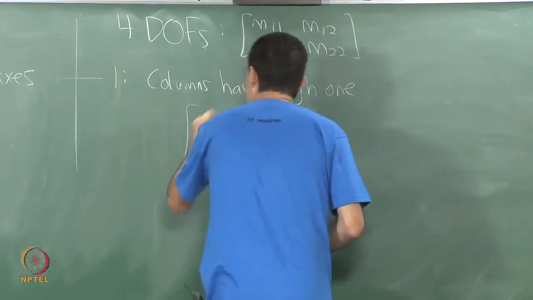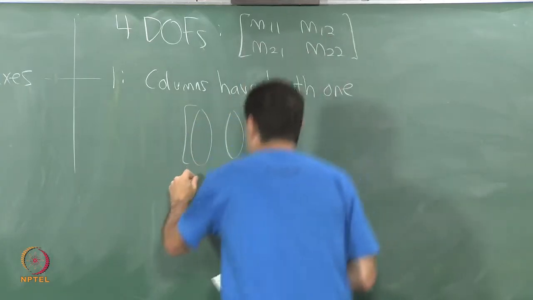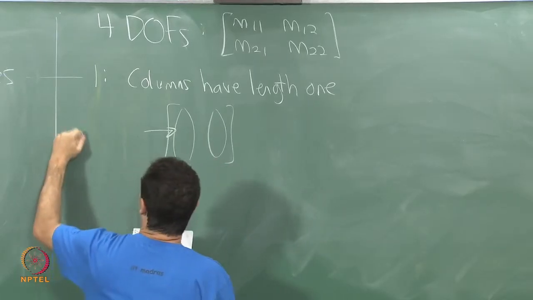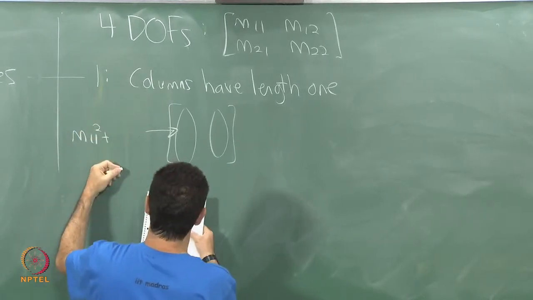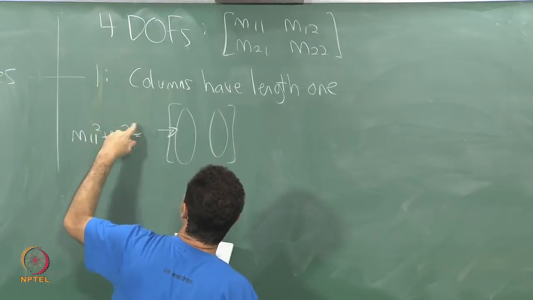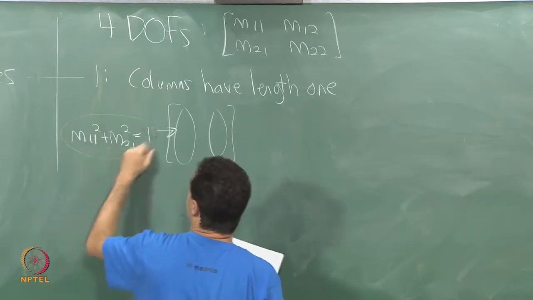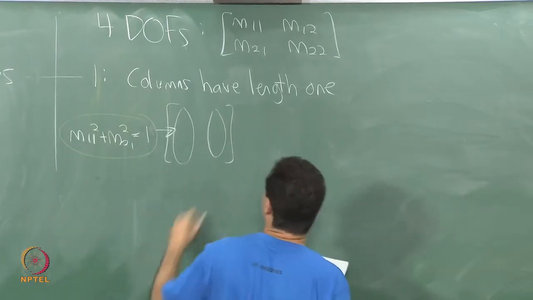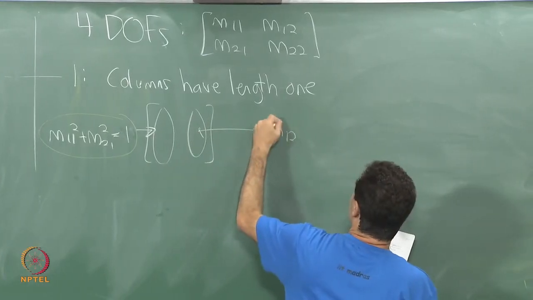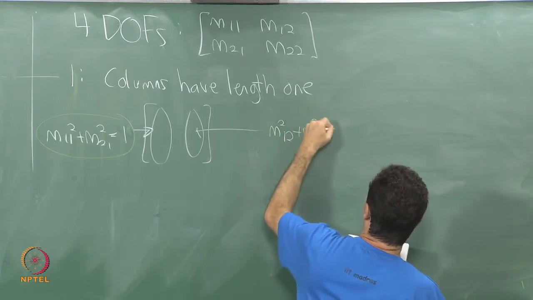So in other words, when I have this matrix, I look at the columns, and I must have the case that M11 squared plus M21 squared equals 1. Right, so I get this constraint. And I must have this constraint here very similarly, M12 squared plus M22 squared equals 1.